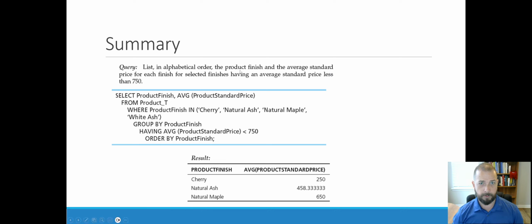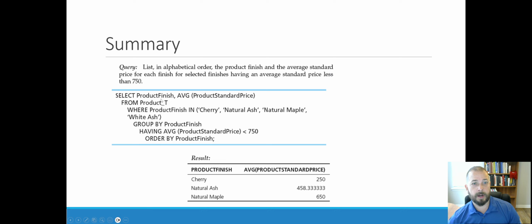So this kind of just wraps everything up using all of these. List in alphabetical order the product finish and average standard price for each finish for selected finishes having an average standard price less than $7.50. So a large query. You might be asking a similar question when you're accessing one of your databases, or your boss's database, or the database of the company you're working for.